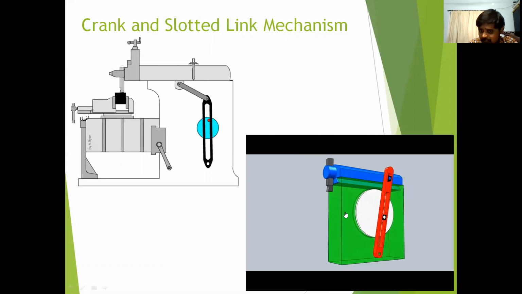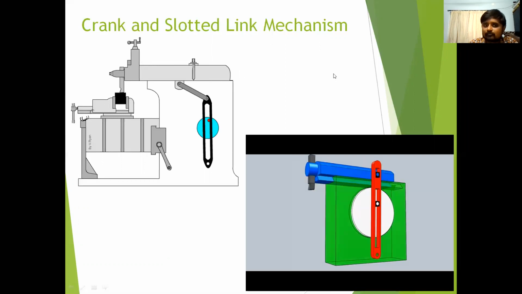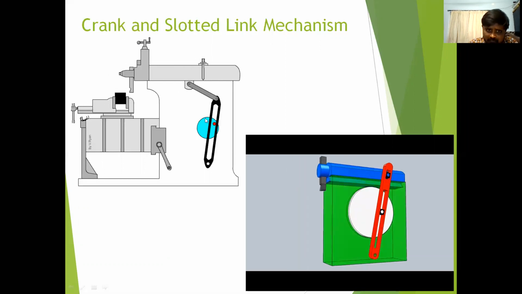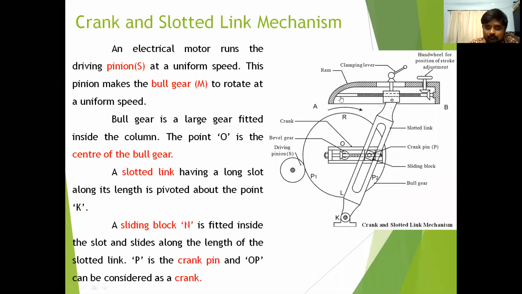Here the crank is fixed and the slot is going to be rotating. So the rotary motion of this one is going to be converted into reciprocating motion. Here is the diagram of this crank and slotted link mechanism.